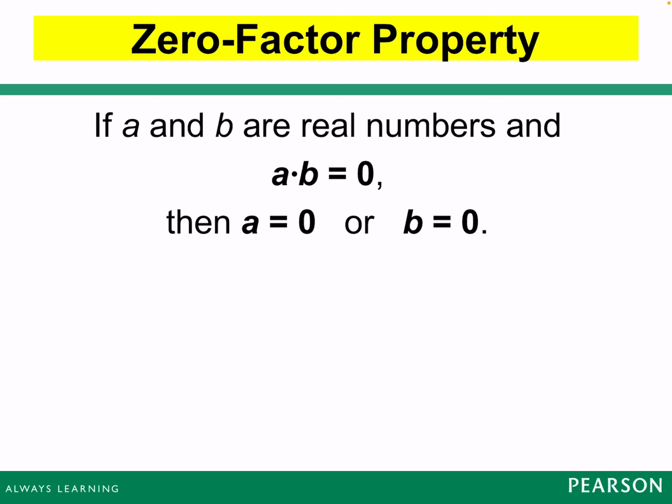Okay, so we have to talk about the zero factor property. Sometimes it's called the zero factor theorem. You might hear me call it either way. It says if a and b are real numbers and I multiply a times b and I get 0 as my product, then either a has to be 0 or b has to be 0. For instance, if I take 0 times 5, I get 0. If I take 12 times 0, I get 0. One of those factors has to be 0 in order for the product to be 0.